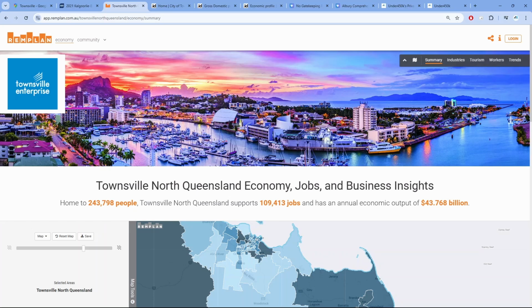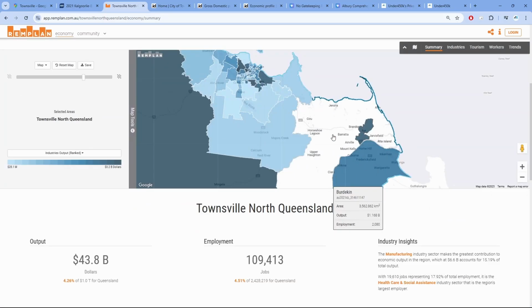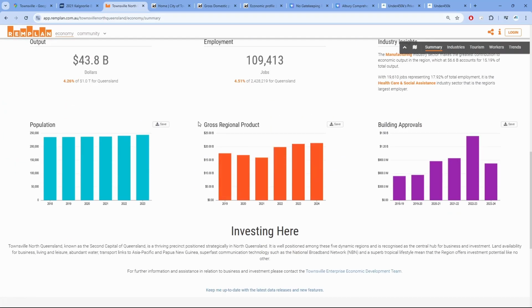And the reason that this is so important is that a strong economic output supports job creation, infrastructure development, and population growth, all of which contribute directly to property demand. So this is a very, very important metric. And if you're wondering, where exactly do I find this information? Well, that's super easy. You just go back to Remplan and you go here and you see gross regional product.